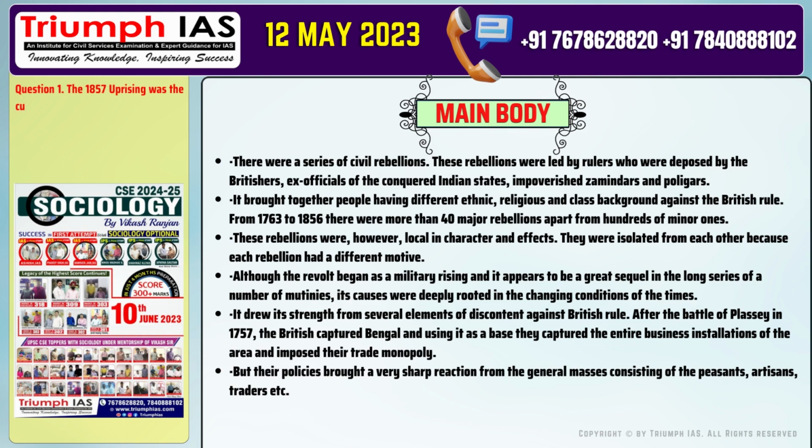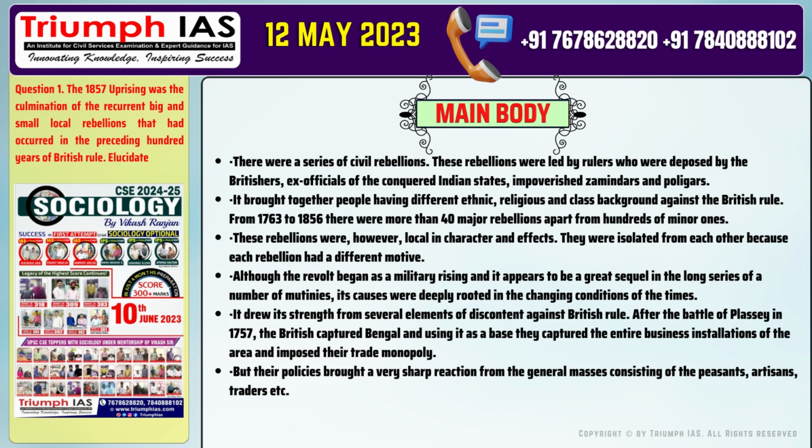There were a series of civil rebellions. These rebellions were led by rulers who were deposed by the Britishers, ex-officials of the conquered Indian states, impoverished zamindars and polygars. Number 2. It brought together people having different ethnic, religious and class backgrounds against the British rule. From 1763 to 1856 there were more than 40 major rebellions apart from hundreds of minor ones.